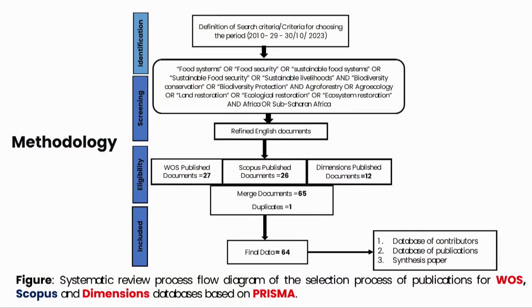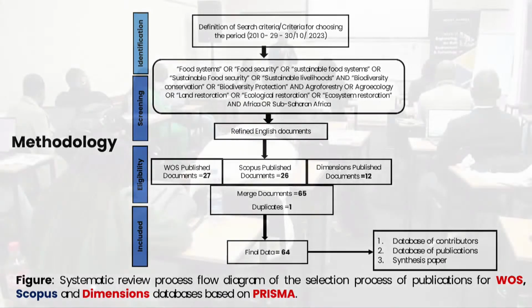We got almost 65 papers. They were screened using English, and between 2010 and last year, which is 2023. And we removed 1 duplicate, meaning those databases are completely different. So we used a PRISMA approach in order to screen our databases. Then we go to our results.